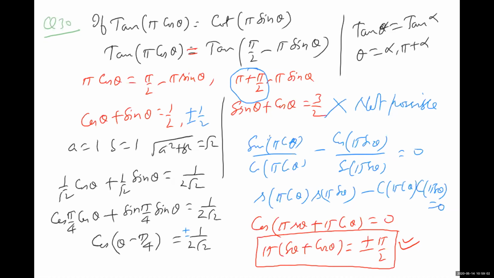Understood what we have done? I have converted here tan as sin upon cos and cot as cos upon sin, then taken the LCM. Then it is in the form of cos A cos B minus sin A sin B is equal to 0. That means cos of A plus B is equal to 0. Cos of theta is 0 means theta is pi by 2 or minus pi by 2. So then both answers will come. So sometimes it depends in exam which method we are approaching.